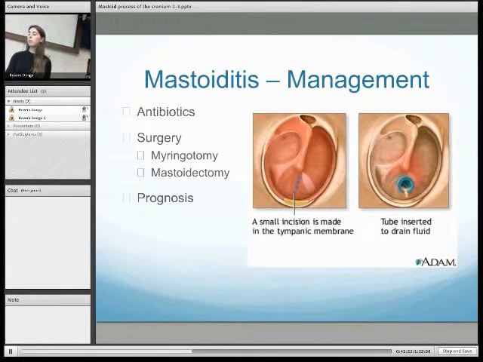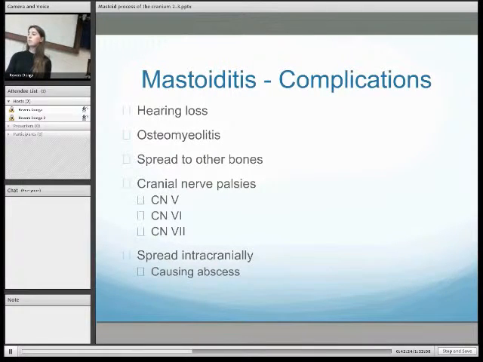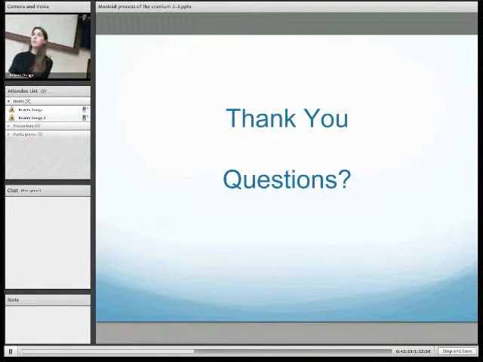It's got a pretty good prognosis now, but there are some complications. I've already mentioned the hearing loss. You can also get osteomyelitis, which is an infection of the bone, and that can also travel to the middle cranial fossa. You can also get some cranial nerve palsy: the facial nerve, abducens and trigeminal nerve. And then it can spread intracranially, and you can get abscesses in the brain, or you can get meningitis. And that's everything.